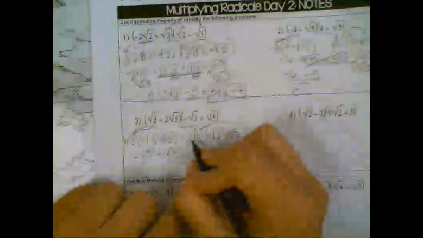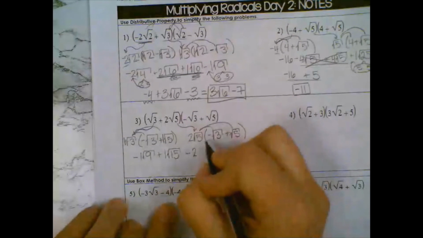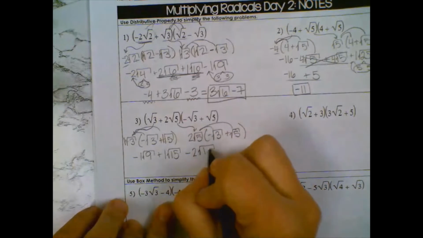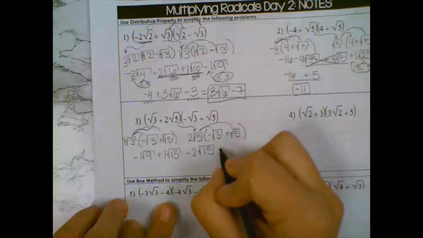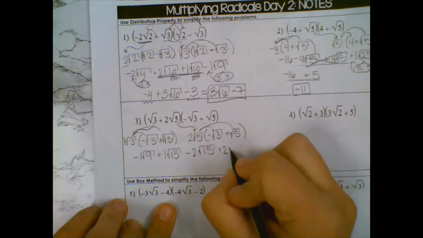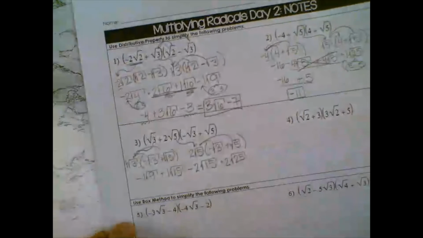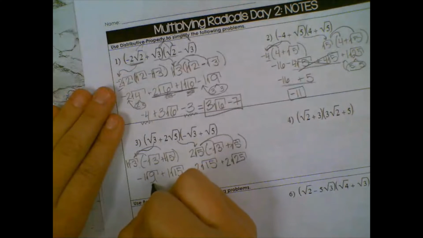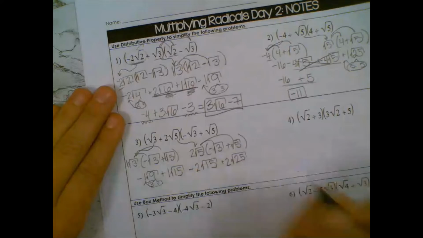Distribute the second one. 2 times negative 1 is negative 2. 5 times 3 gives me root 15. 2 times 1 is 2. 5 times 5 gives me 25. So root 9, that will simplify: 3 and 3. That is a perfect square.